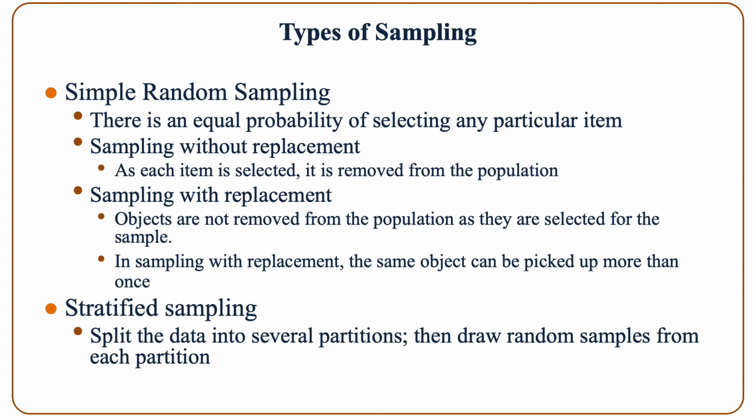There are mainly two types of sampling: simple random sampling and stratified sampling. In simple random sampling, the probability of selecting any particular item is equal. There could be sampling without replacement and sampling with replacement. In stratified sampling, the data is split into several partitions and then samples are randomly drawn from each partition.